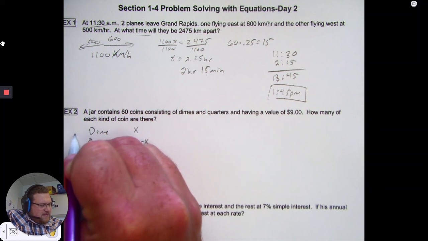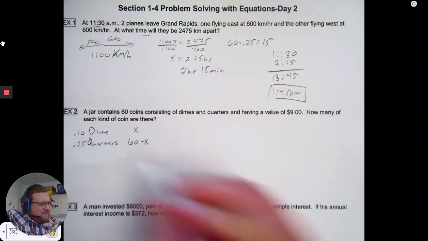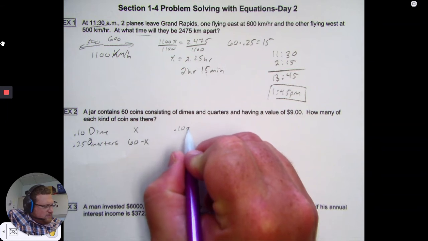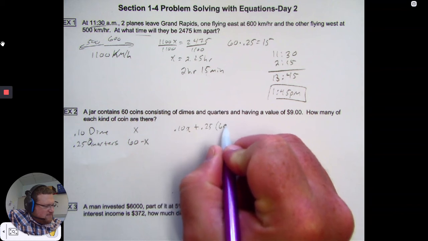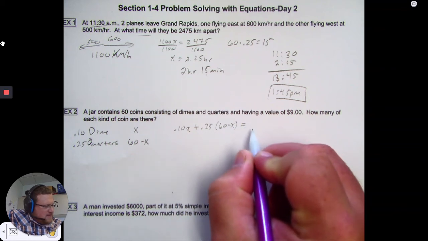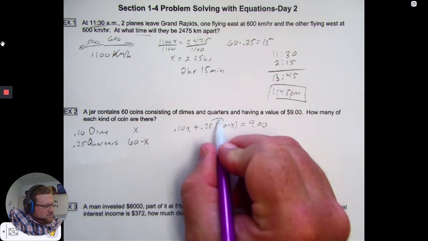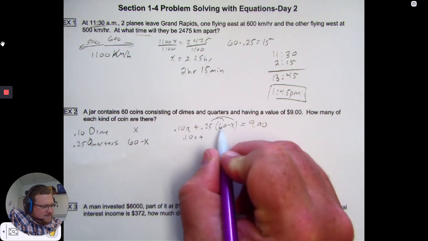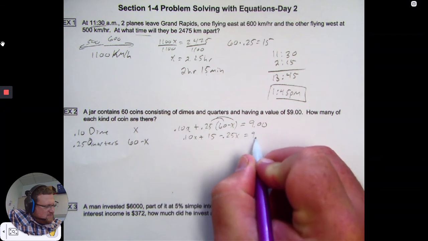We have to remember that a dime is worth $0.10 and a quarter is worth $0.25. So when I take $0.10 for each dime and add it to $0.25 for every quarter, I know that that's going to have to add up to $9. So I can distribute this 0.25: 0.10x plus 0.25 times 60 gives me 15, and then 0.25 times the negative x is a negative 0.25x, has to equal $9.